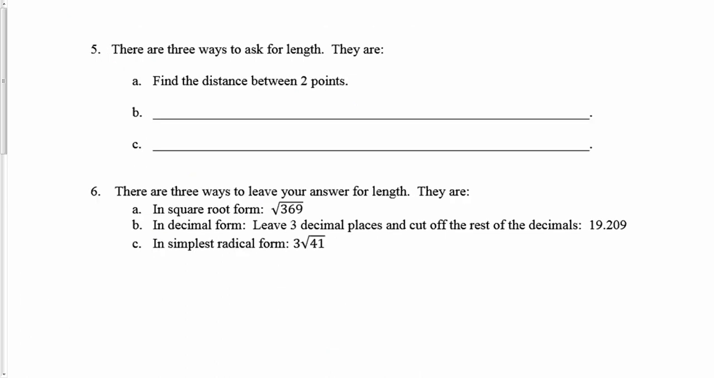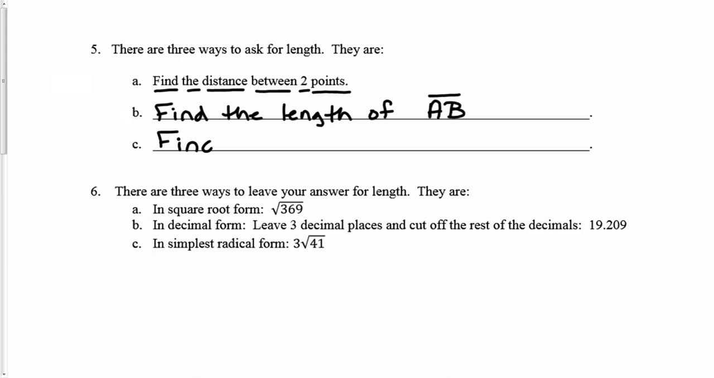Moving on to the last bit, number 5. So this is what you need to look for. There are 3 different ways that I can ask you to find length. One way is to say, find the distance between 2 points. So distance. When I say distance, you're really doing length. The other way I can do it is I could say, find the length of, and then I can give you a segment in segment notation. So that's find the length of segment AB. And again, that means do exactly what we just did. And the final way is I can just say find AB and put nothing over top of it, and that also means to find the length.